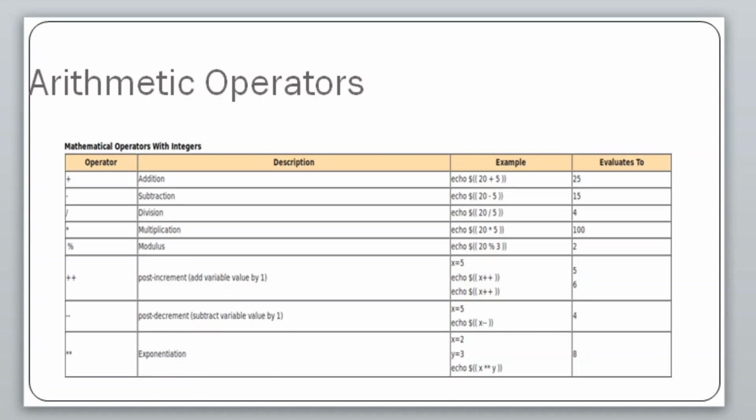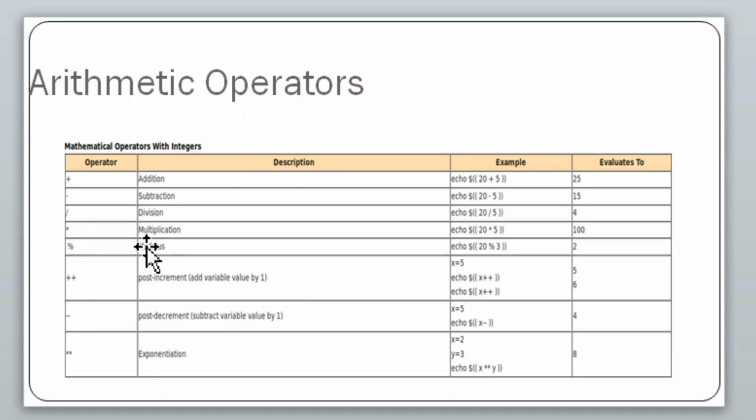Let's talk about arithmetic operators. So we have a little graph here, and these operators are a little hard to see, but we have a plus sign, which means addition, minus sign, subtraction, forward slash, which means division. We have a star, a splat symbol, which means multiplication, a percent sign, which is modulus.